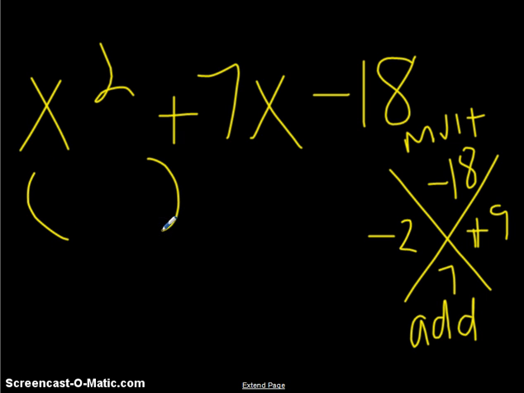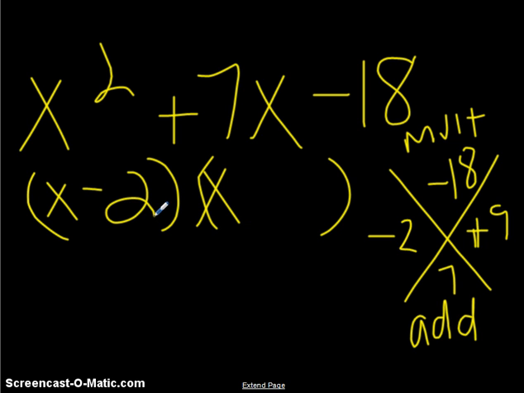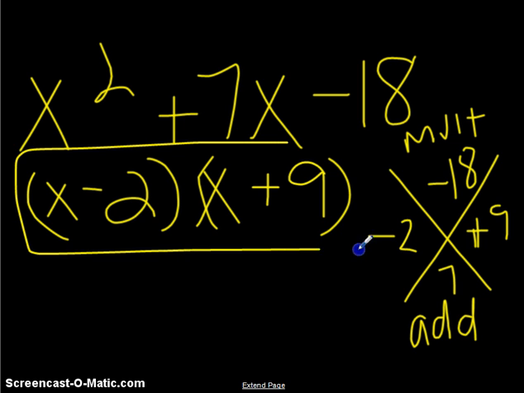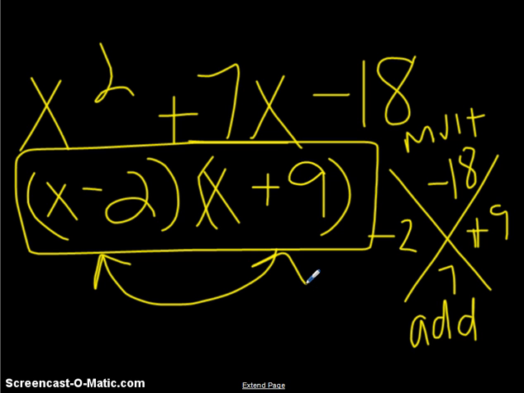So I've got my two binomials, and I know my first terms have to multiply to be x squared. So I'm going to have x and x. And on my first binomial, I'm going to have negative 2. And on my second binomial, I'm going to have positive 9. And this is my factored form. These two binomials could switch. It doesn't necessarily have to be written in that order. It could be x plus 9 times x minus 2. It doesn't really matter because the commutative property, remember, tells us that it doesn't matter which order that we multiply.